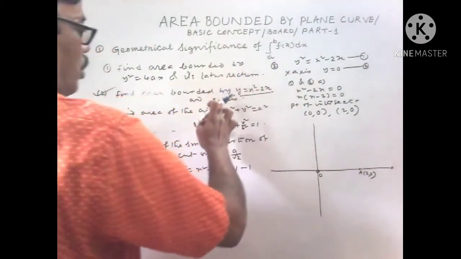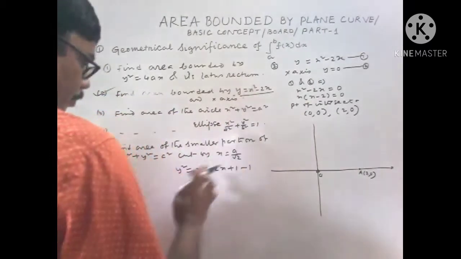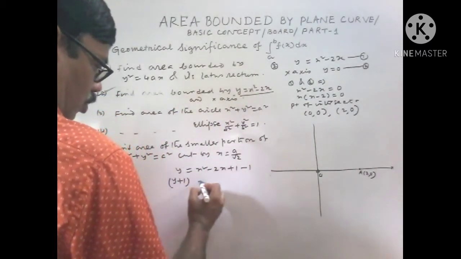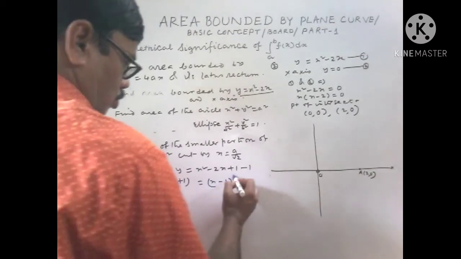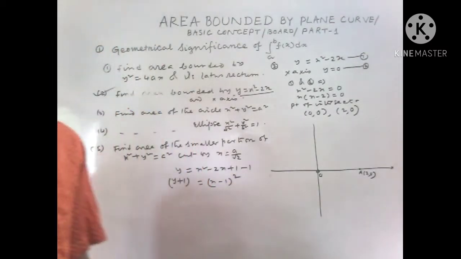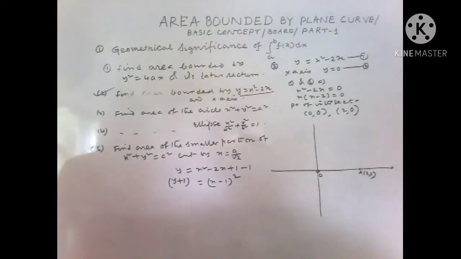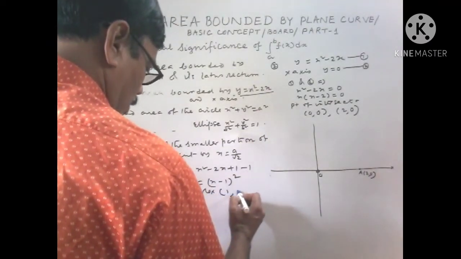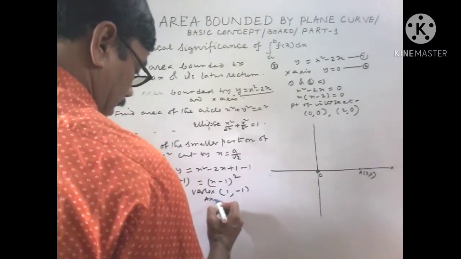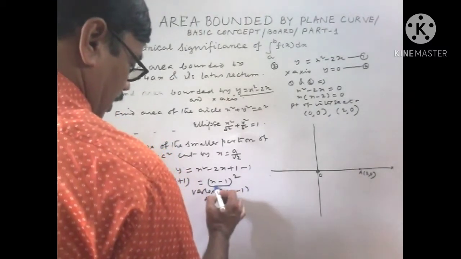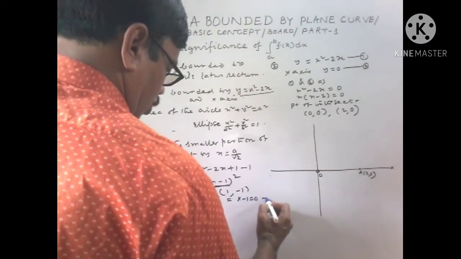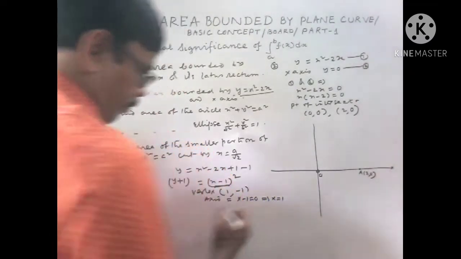This is not y square, so this is y. y equals to, so y plus 1 equals to (x minus 1) whole square. Look, to draw the graph, we need vertex and axis. So what is vertex? Vertex is (1, minus 1) and axis is obtained by considering the square term at 0. So x minus 1 equals to 0, x equals to 1.